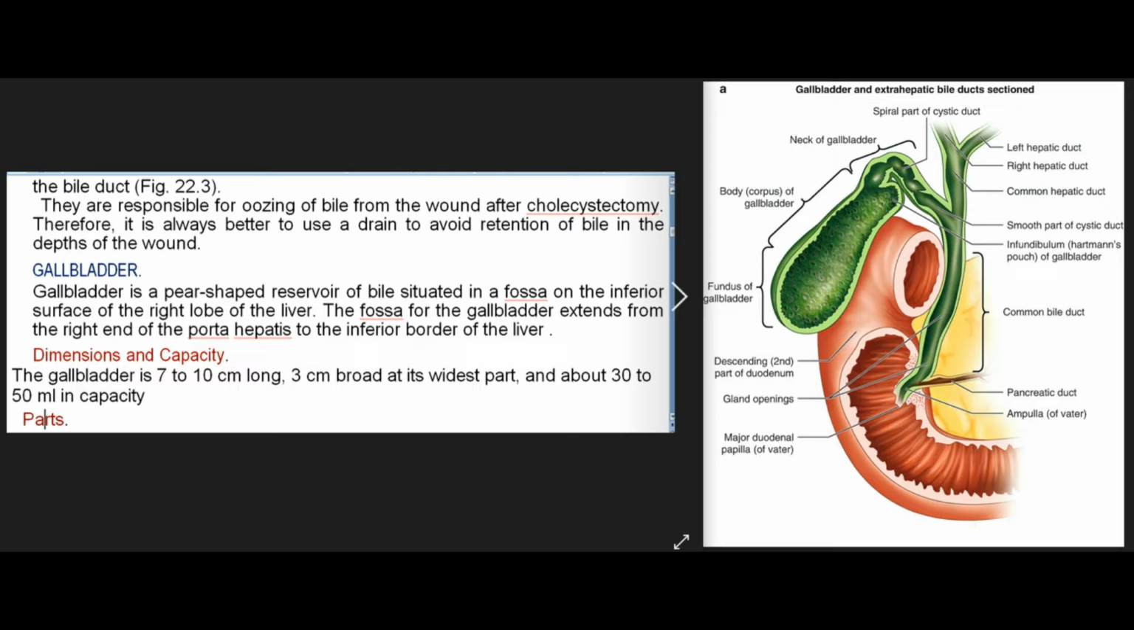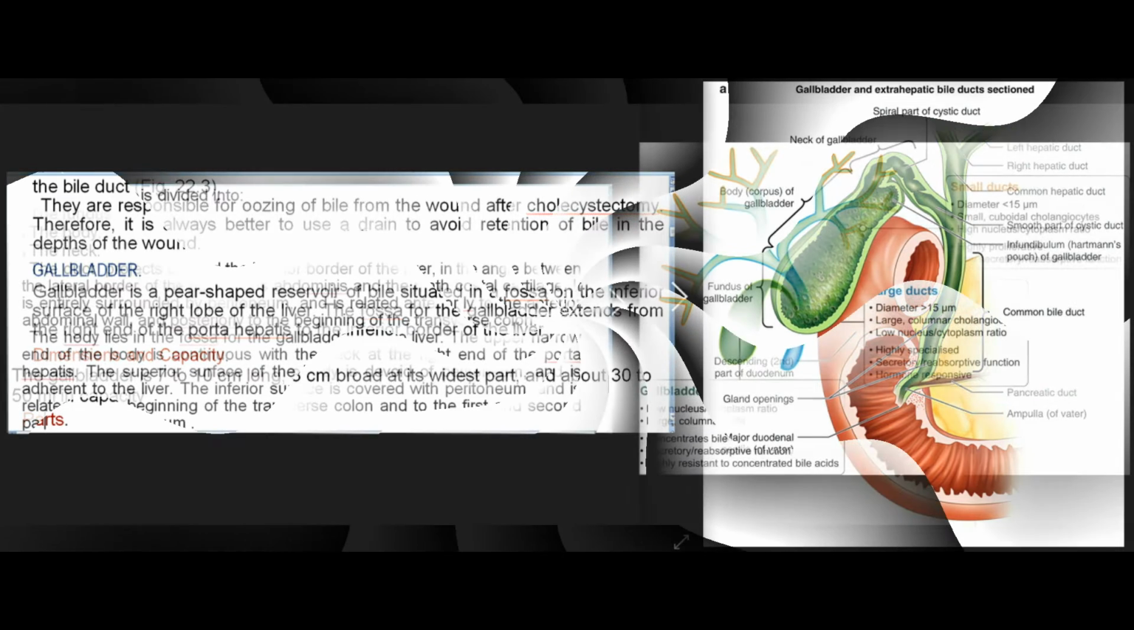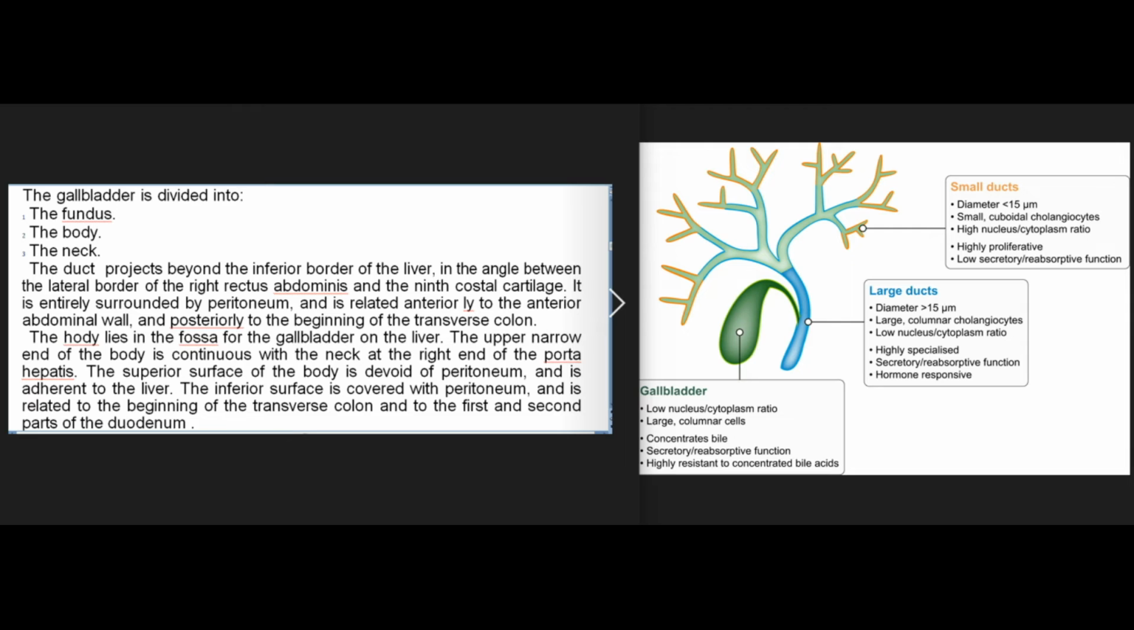Gallbladder. Gallbladder is a pear-shaped reservoir of bile situated in a fossa on the inferior surface of the right lobe of the liver. The fossa for the gallbladder extends from the right end of the porta hepatis to the inferior border of the liver. Dimensions and capacity. The gallbladder is 7 to 10 cm long, 3 cm broad at its widest part, and about 30 to 50 ml in capacity. Parts. The gallbladder is divided into 1. The fundus, 2. The body, 3. The neck.